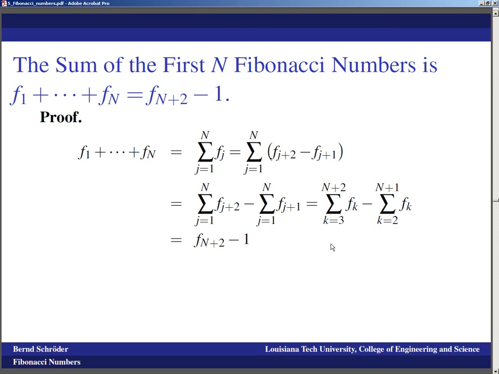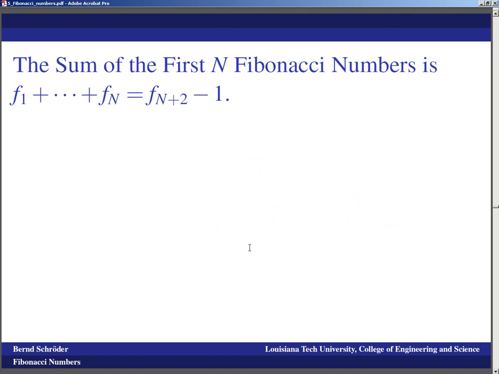And if I subtract those, what survives is the f sub n plus 2 from the first one, and the second term, which is f2, which is 1, from the second one. And that's the proof, right? Okay, so I didn't need induction here because I could work things out directly. But I could also give an induction proof.